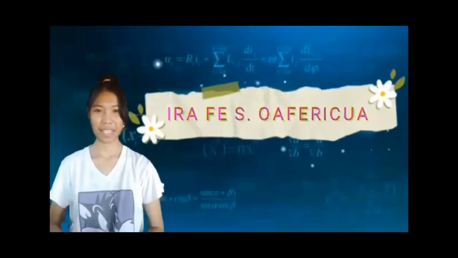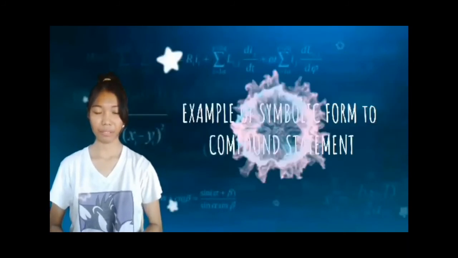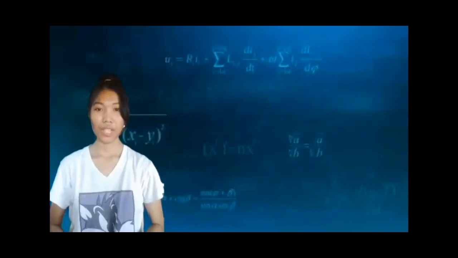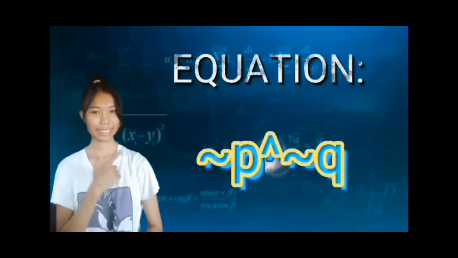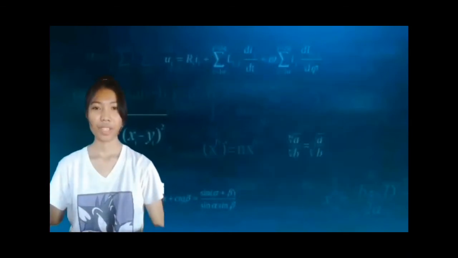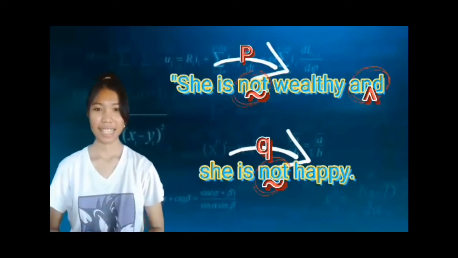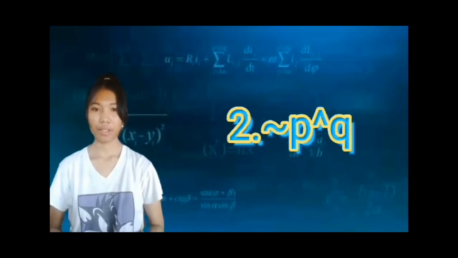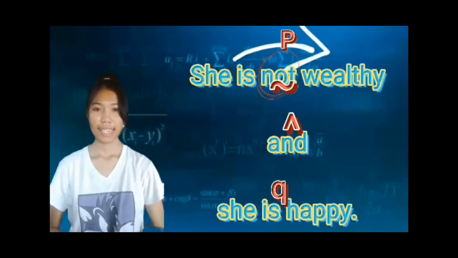Hi guys, this is Ira Fe Oafericua speaking, and I will continue the discussion about the symbolic form of the compound statement example. So, in number 1, if we distribute the negation symbols inside the parentheses, the statement will be, she is not wealthy and she is not happy. While in number 2, our statement will be, she is not wealthy and she is happy.